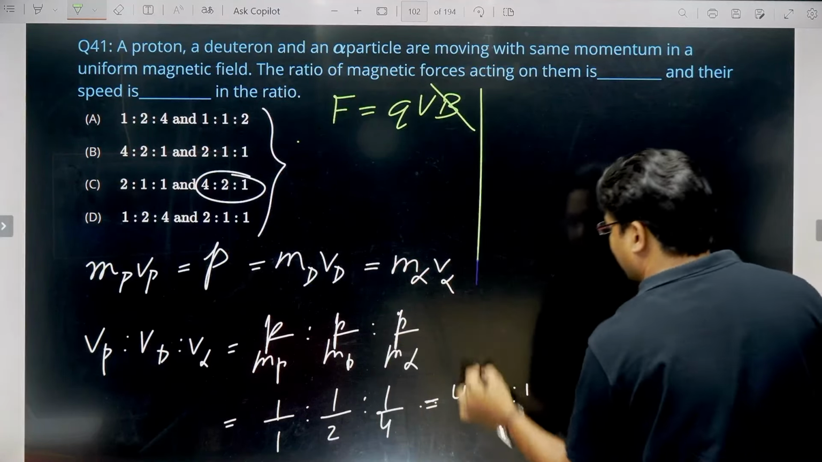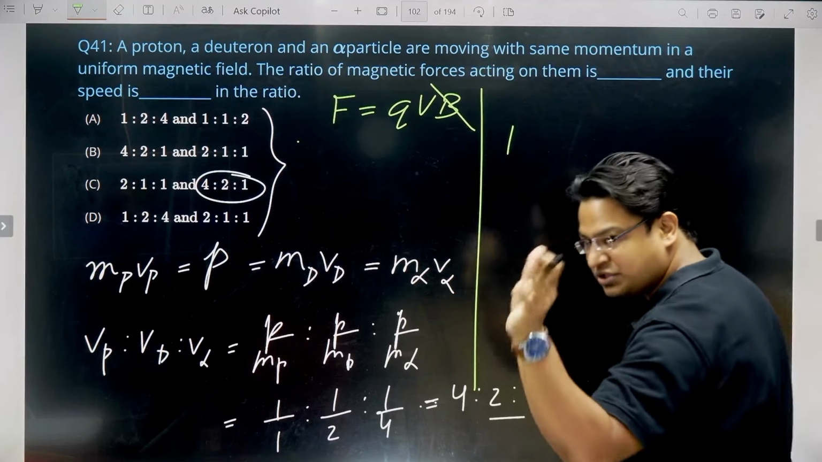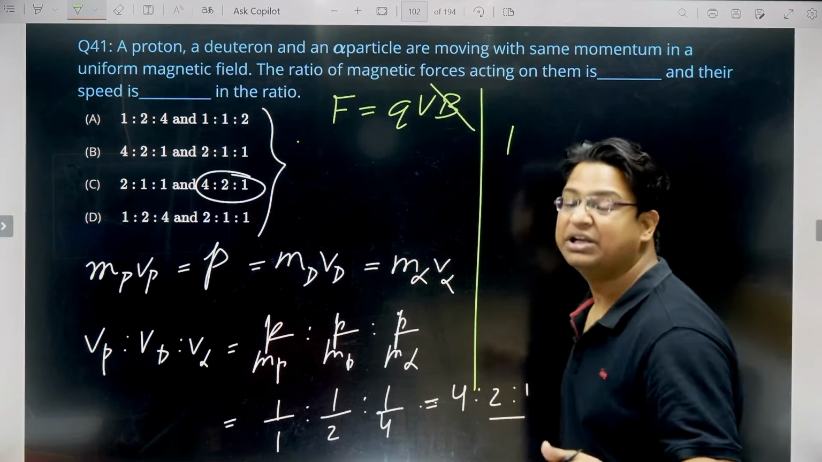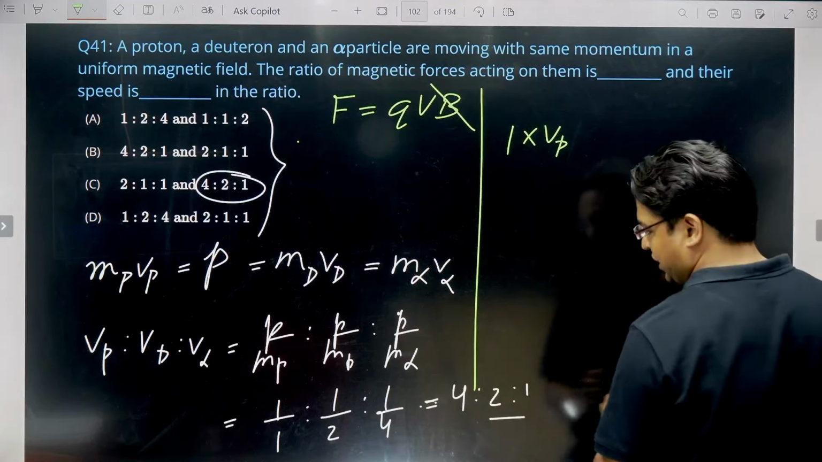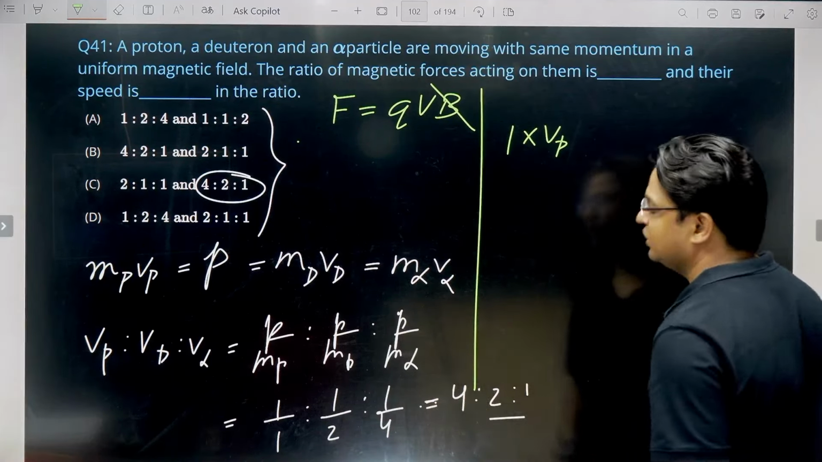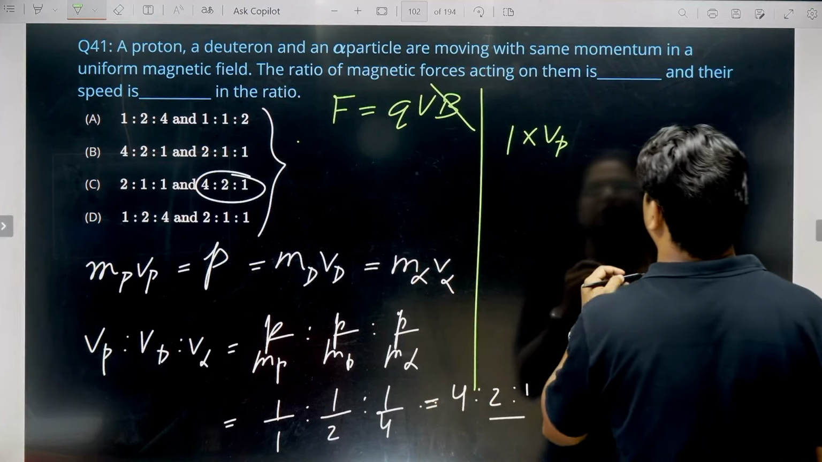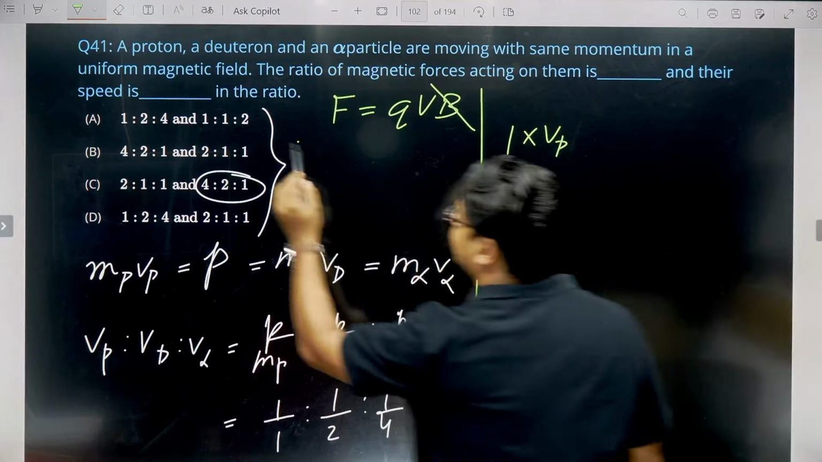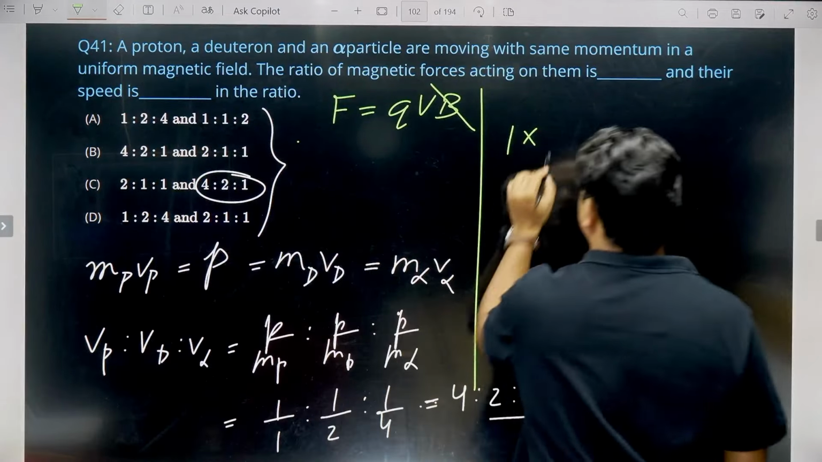So let me directly do this. Now, force on proton would be charge of proton, which is 1. I'm writing charge in multiples of e. So 1 into velocity of proton. We can use velocity of proton as 4. It would be 4 into some constant, but since we are taking the ratio, we can ignore those things. So let me write 4 directly here. I'm only interested in the ratio, so that will not matter. So 1 into 4.